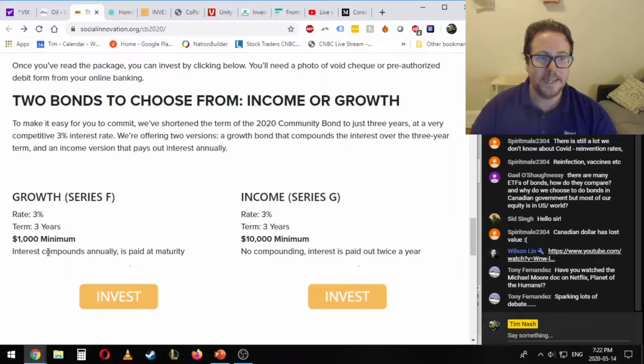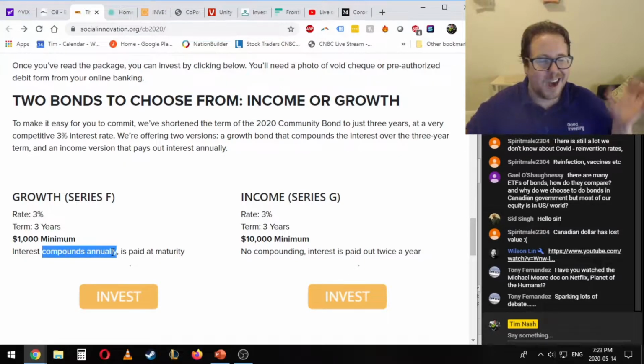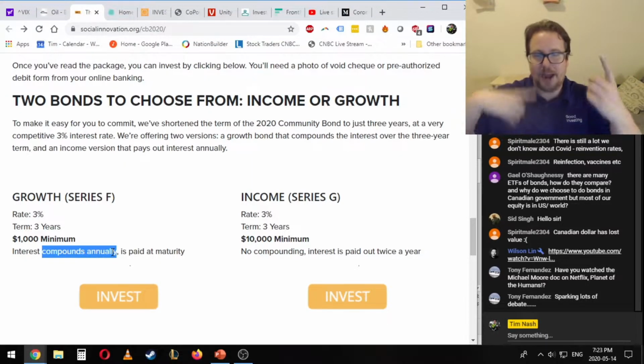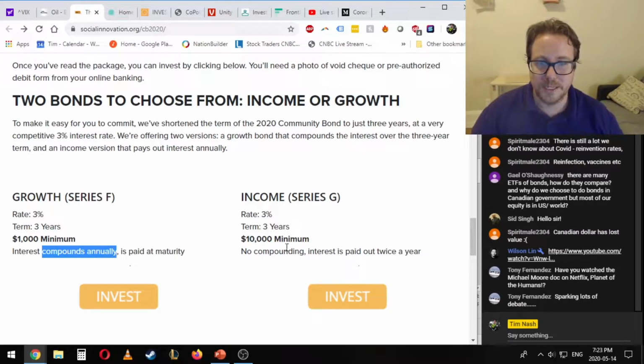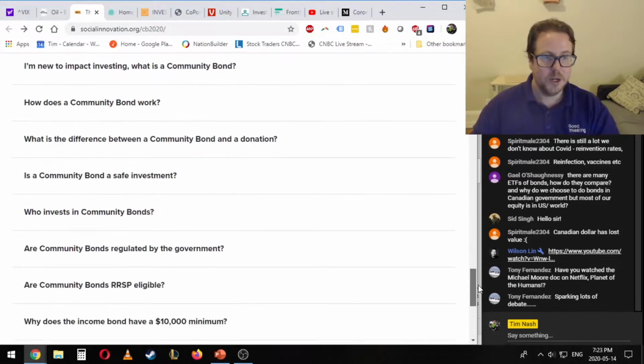So you can see here, $1,000 minimum. Really what we want is this interest compounding annually. The bond that I own right now, they pay it every 6 months. So I get like a tiny little bit of interest in my bank account every 6 months. But now I'm actually happy that it's going to be compounding. I don't really need the interest payment, so I'm happy to just kind of let it grow over those 3 years. It's pretty cool. They've got a great FAQ here.